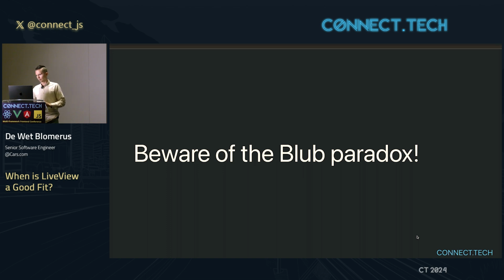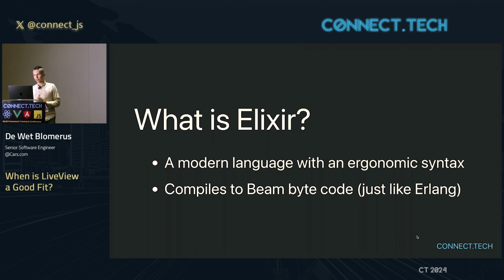So with that, what is Elixir? It's a modern language with an ergonomic syntax. It compiles to Beam bytecode, just like Erlang. So Beam is the VM for Elixir and Erlang. And there's a few languages that compile to the Beam, but Erlang was the original one. And Elixir is now a modern syntax. So the Beam is to Erlang as the JVM is to Java.